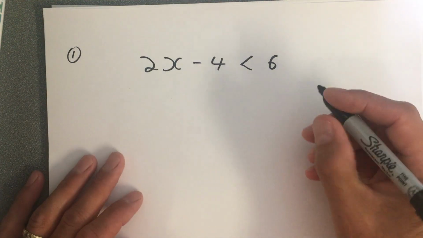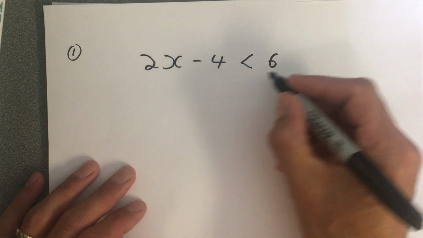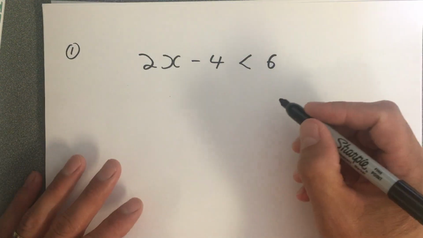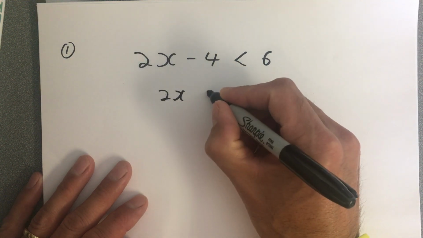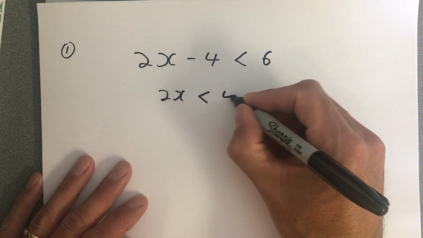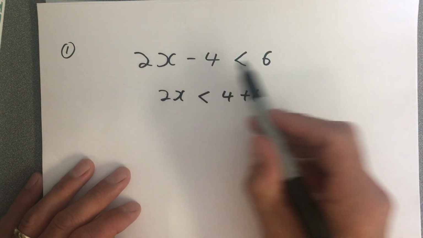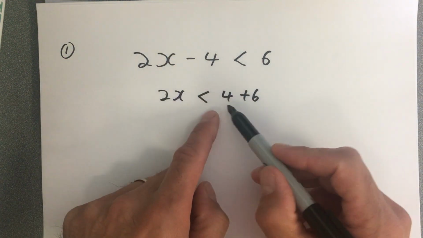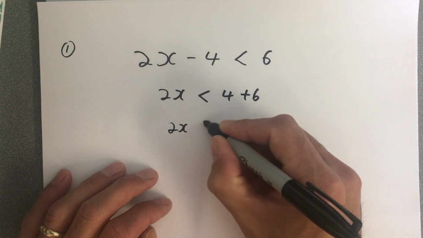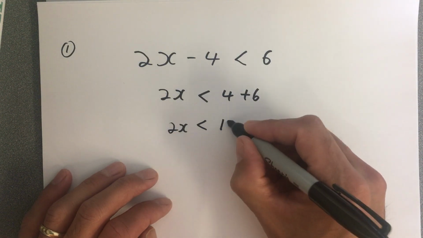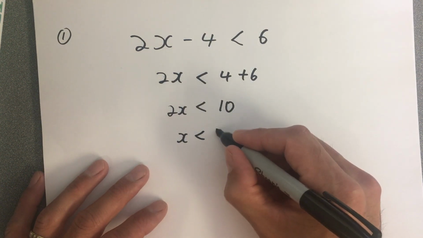Most of the usual rules of algebra apply with one exception. I'll show you the exception in the next question. So for this, all the usual rules of algebra would apply. So I've got 2x is less than 4 plus 6. What did I do? I added 4 to both sides of the inequality, and it remains the same inequality. So 2x must be less than 10, and that makes x strictly less than 5.